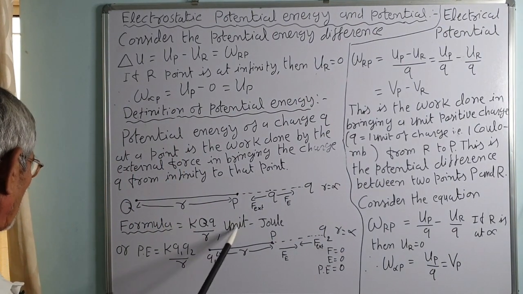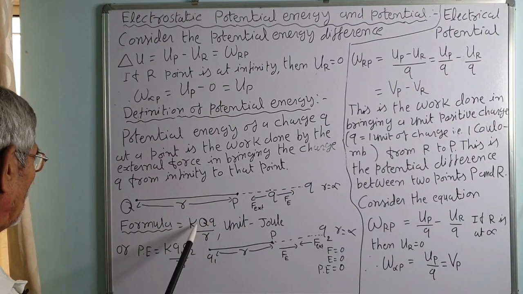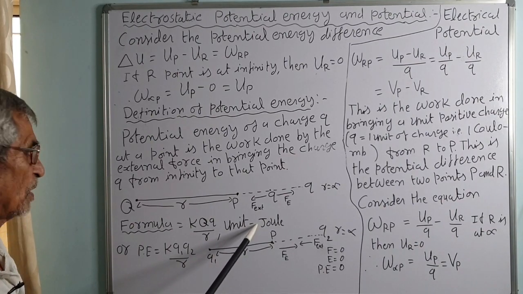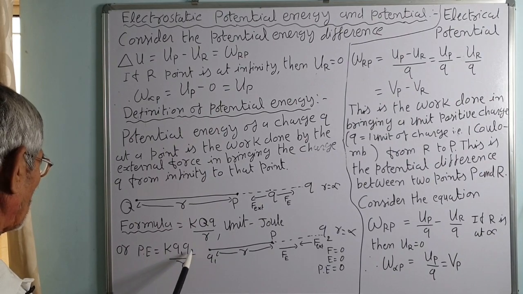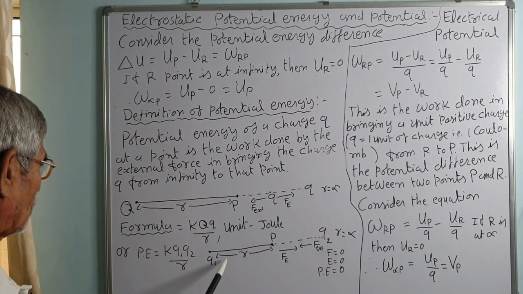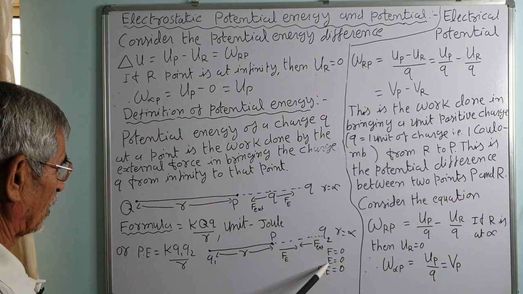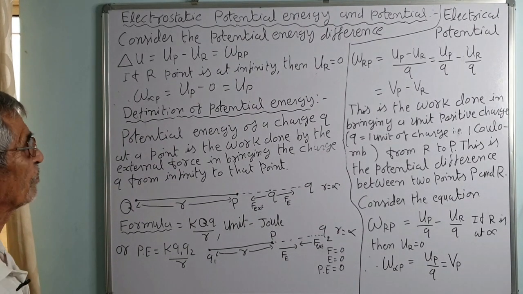There is a formula for the potential, and before that we will see the formula for the potential energy, KQq upon r. The unit is joule. You know the unit of work done is joule, correct? Or the potential energy is K Q1 Q2 upon r, if the source charge is Q1 and the test charge is Q2. At infinity, the force is 0, the electric field is also 0, so the potential energy is 0. At infinity, it is 0.